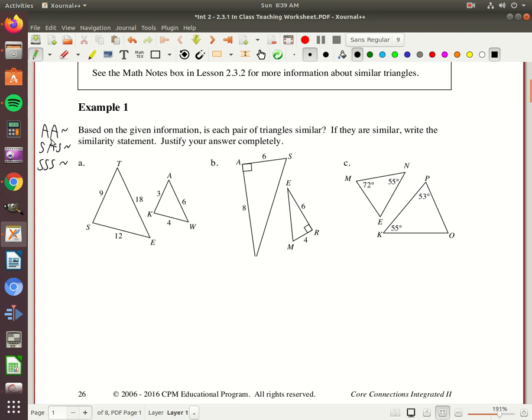So clearly I'm not going to be able to prove angle-angle or side-angle-side. The only hope that I have is to prove side-side-side. And if I'm going to prove side, side, side again, all of the sides have to have the same proportion. Now, there's a couple of ways we can do this.